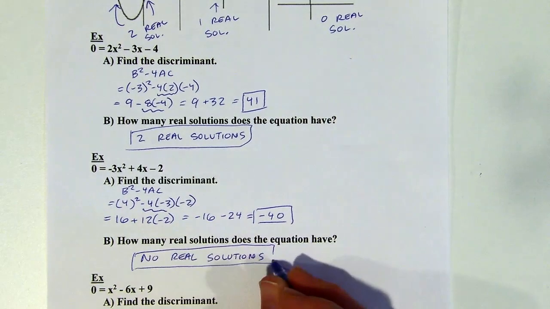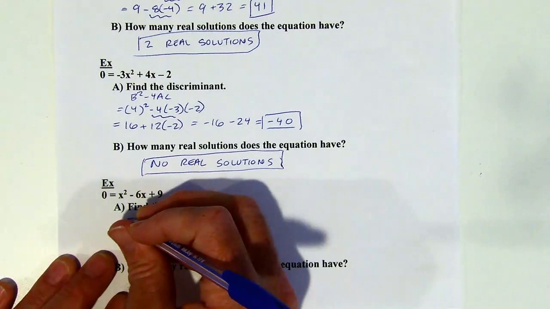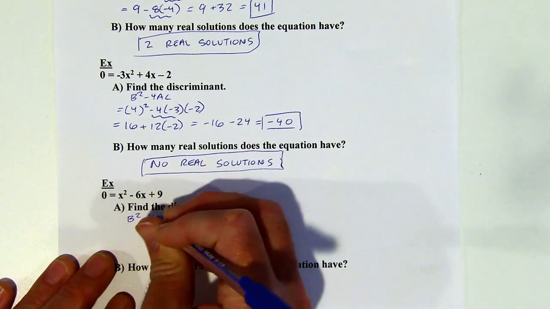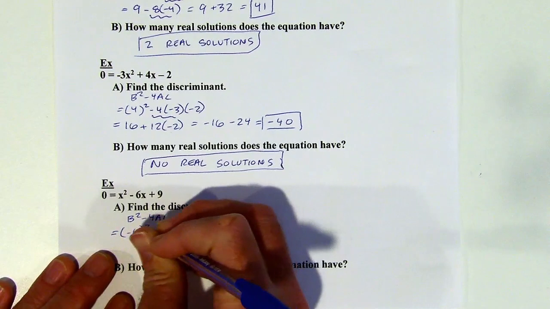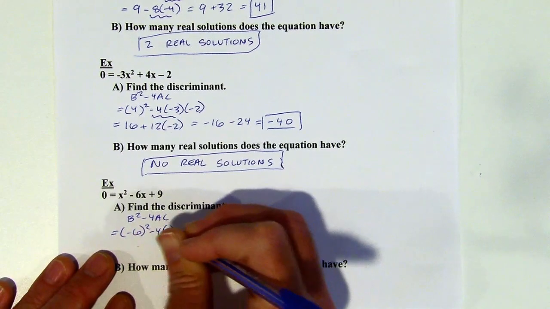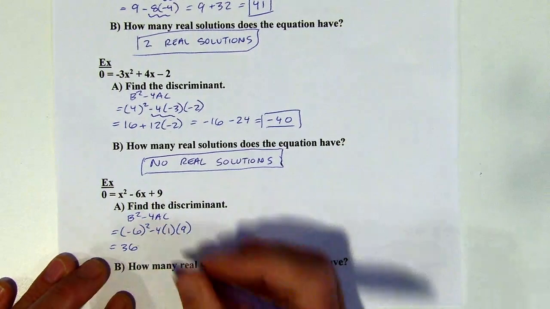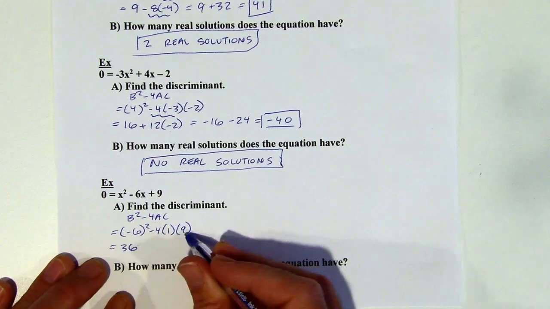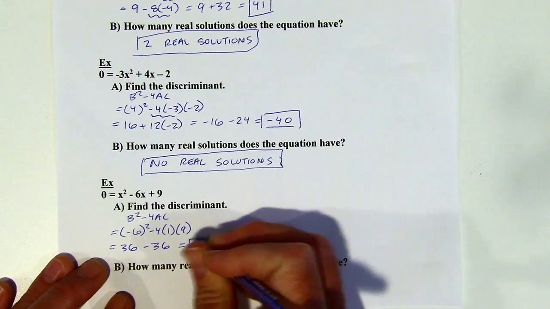Okay, let's try one more here. The discriminant, let's see again, b squared minus 4ac. B is -6, a is 1, and c is 9. And let's start simplifying. We've got 36. This is going to be -4 times 9, so that's -36. The discriminant comes out to 0.